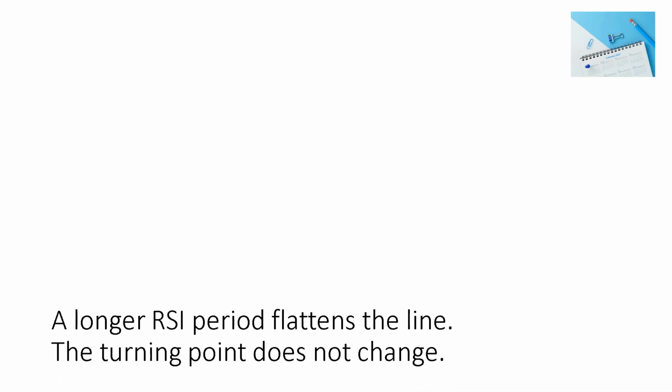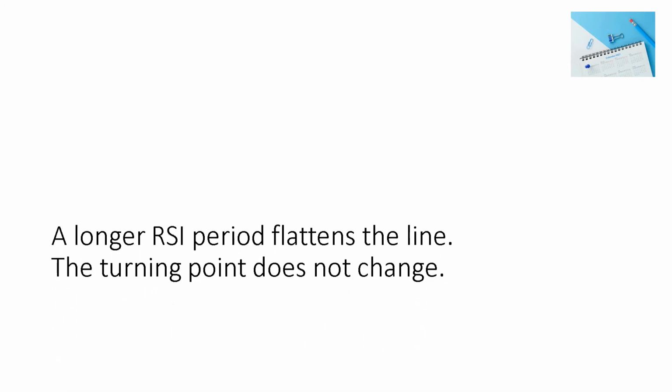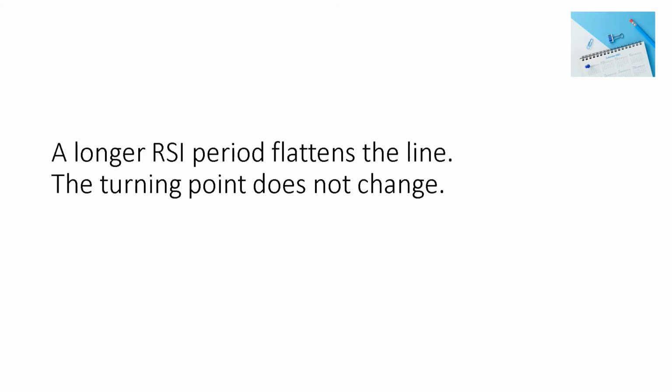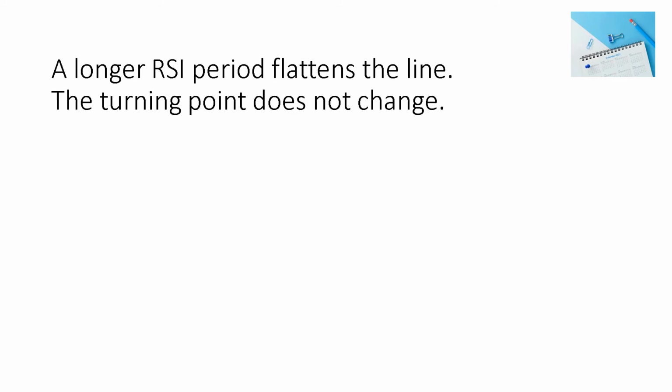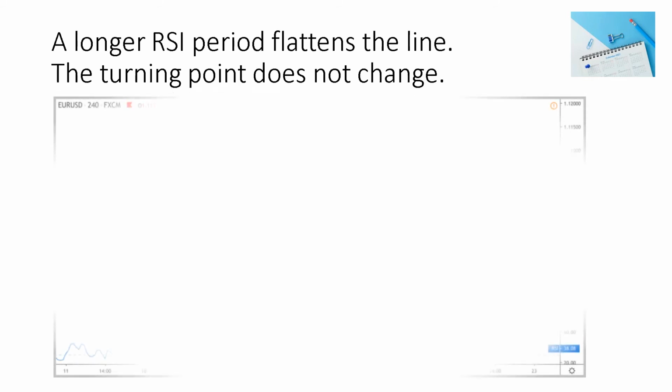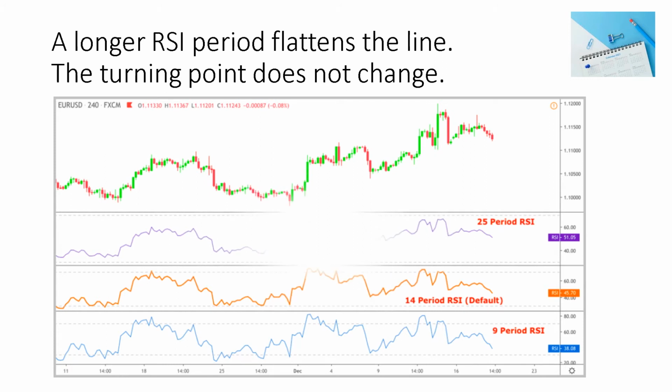What is the impact of a longer period in computing RSI? A longer RSI period flattens the line. If the RSI period increases, the turning point does not change, but the line is flattened. The figure shows the RSI for 25 days, 14 days, and 9 days in purple, red, and blue color. What do you notice? You can see that the 25-period RSI is flatter and seldom exceeds the 30-70 limit. The turning points for all the lines are the same.